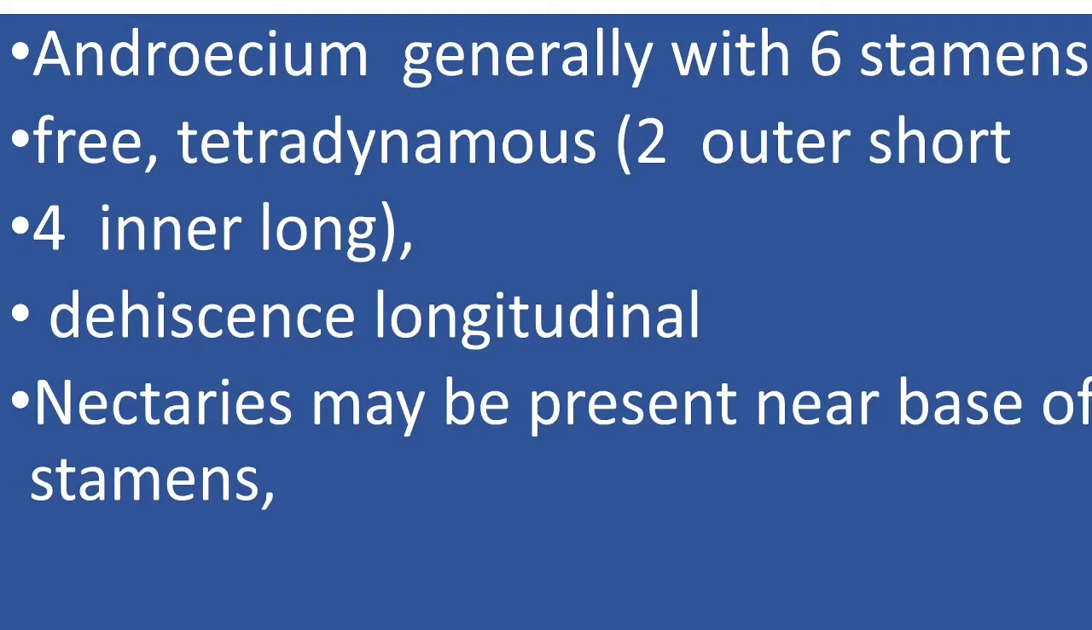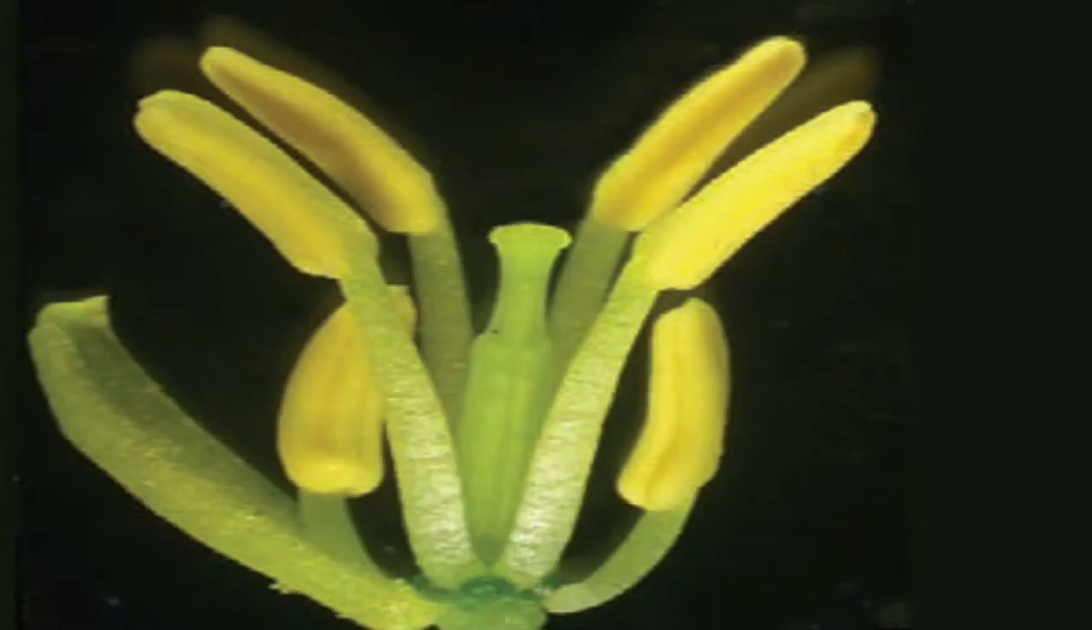Androecium generally consists of six stamens, and arrangement is tetradynamous. Stamens are free and arranged in two whorls. Two outer stamens are short, whereas inner four stamens have long stalks. Dehiscence is longitudinal, and nectaries may be present near the base of the stamens. So this is the tetradynamous condition. You can see clearly two outer short stamens, whereas inner stamens have long stalks.